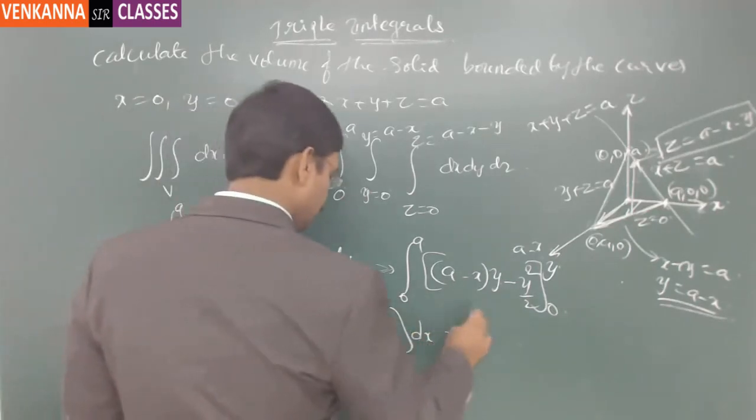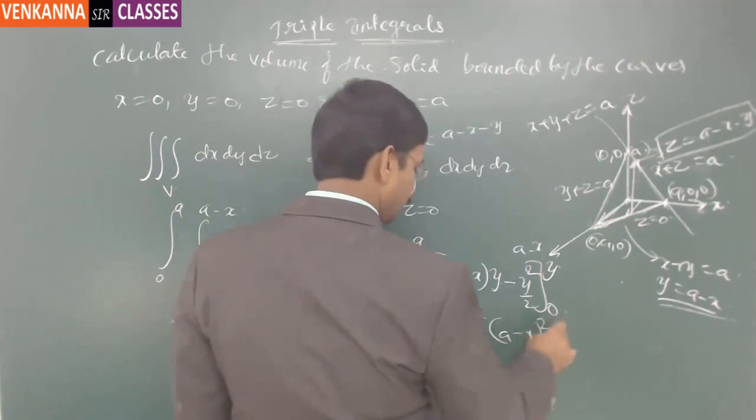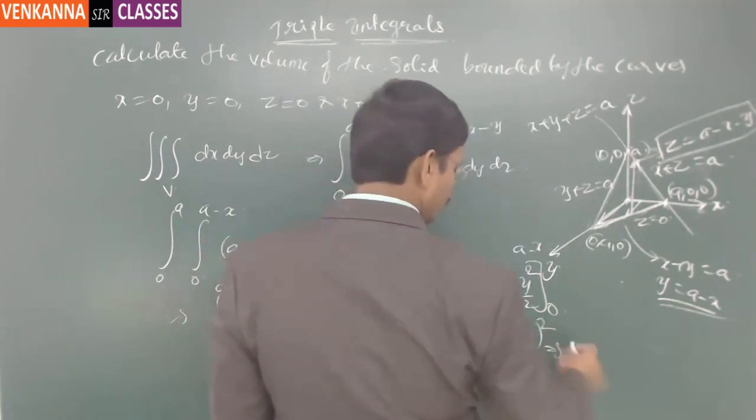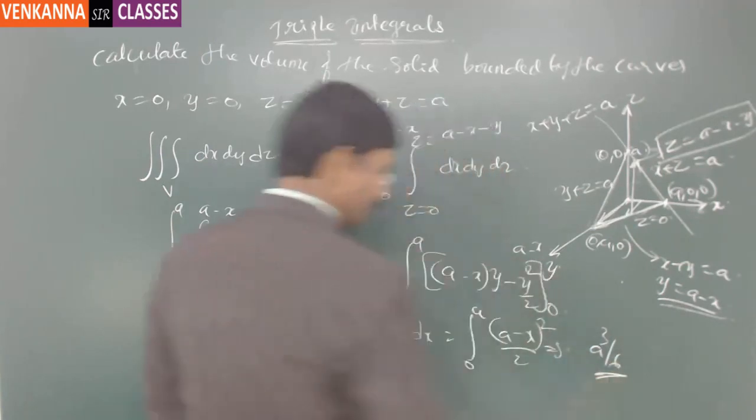So this will be integral 0 to a, a minus x whole square by 2, then by substitution it will be a cubed by 6, I think. Got it?